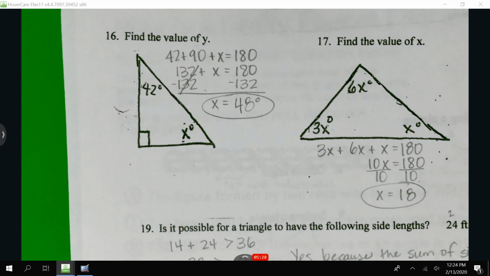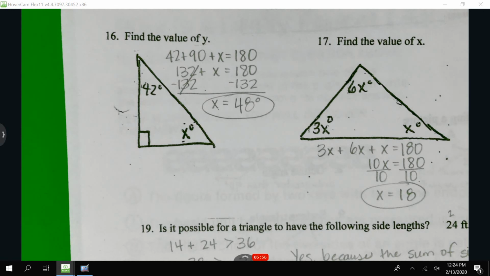For this one, I did 3 times 6, and that gave me 18. And then I did 18 plus x equals 180. Because I thought that's what you did. Shouldn't be multiplying anything. The sum is 180, meaning add. Sum of all of the angles is 180. So you should never be multiplying.